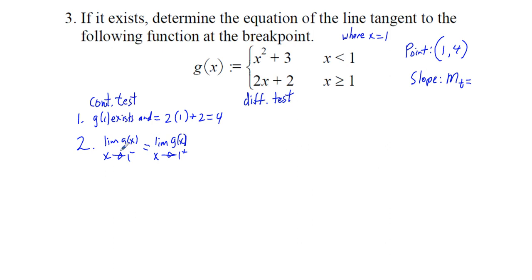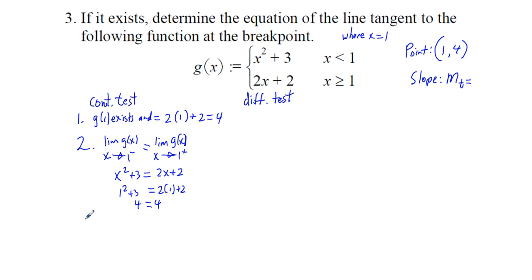Okay, as we were. The limit as x approaches 1 from the left side is this one on top. So we say x squared plus 3 is equal to 2x plus 2. And if we plug in 1 for each of these, we get 1 squared plus 3 equals 2 times 1 plus 2. So we get 4 equals 4.